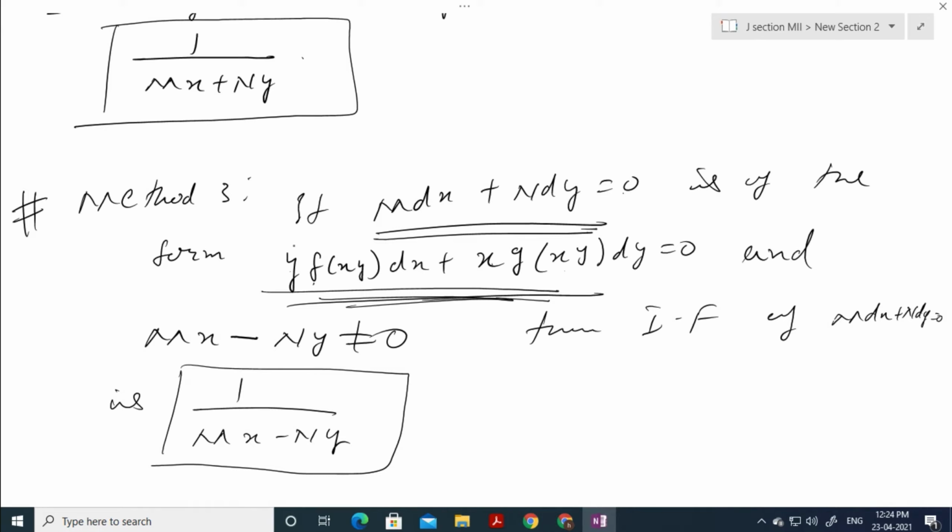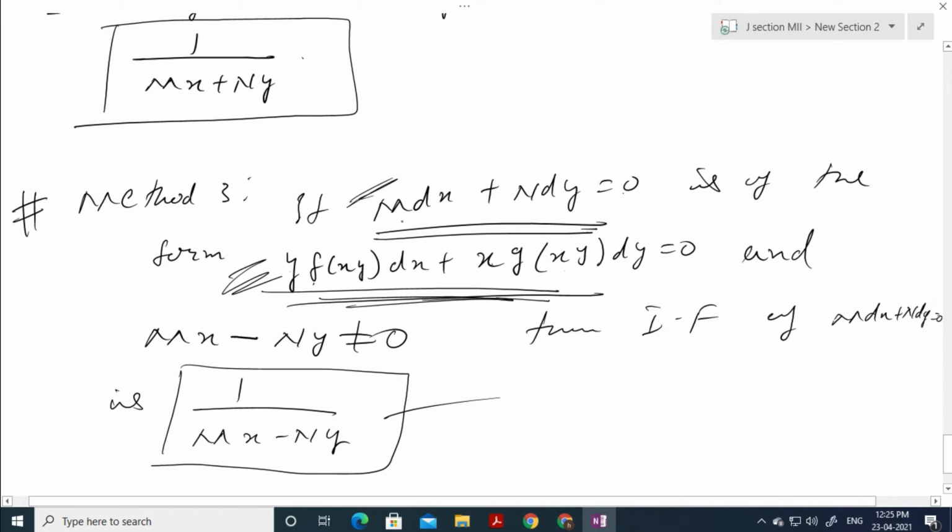So here we are not bothered whether it is homogeneous or not. What we are bothered about is that the equation should be in this particular form, and Mx minus Ny. In the previous one, you were adding, Mx plus Ny. Here you are subtracting. Then the integrating factor is 1 by Mx minus Ny. Once you have this factor, you multiply it with the given equation. That will be converted to exact, and that you will also check.